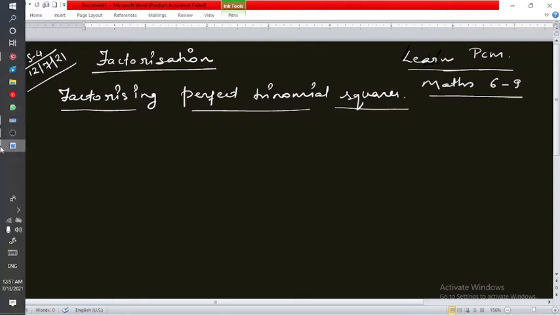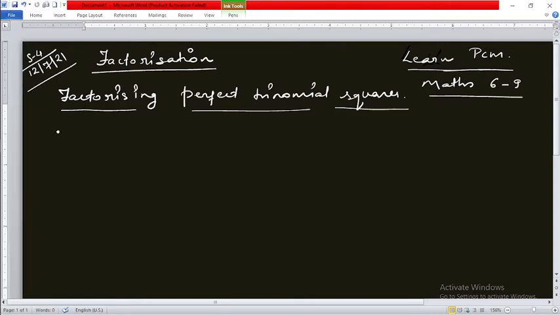Okay, so let's start. As I'm giving you the basics of factorization, the types, how you can factorize very easy, or you can say very small expressions, and how can you factorize them in a very easy way.